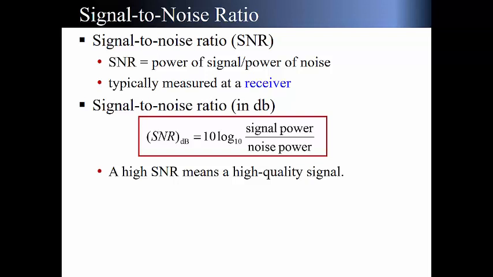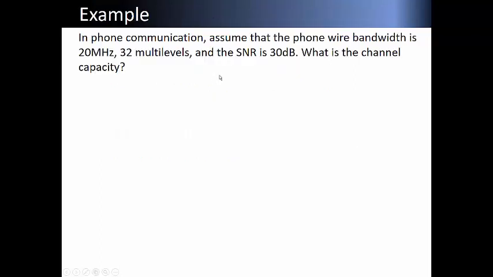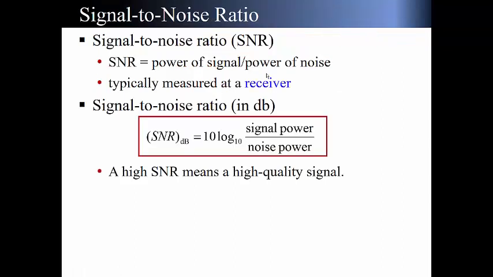The other approach is the signal-to-noise ratio approach, that is the Shannon formula. Given bandwidth B, and if we know the signal-to-noise ratio, then we apply this logarithm. The SNR here is not in decibels. In our example, decibels are given, so we need to convert that to the SNR ratio, which is this portion. This is SNR only.